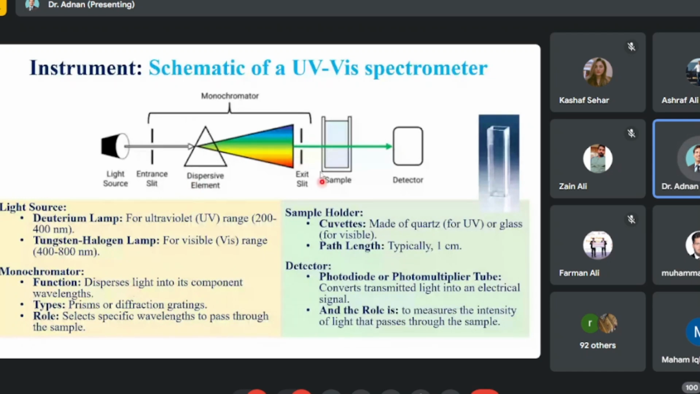Then another key component is the sample holder, or reference sample holder. It is usually a sample cavity made of glass or quartz. If it is made of quartz, it works for the UV region, and if it is glass, it works for the visible region. Typically, its path length is 1 centimeter. It can be increased or decreased.